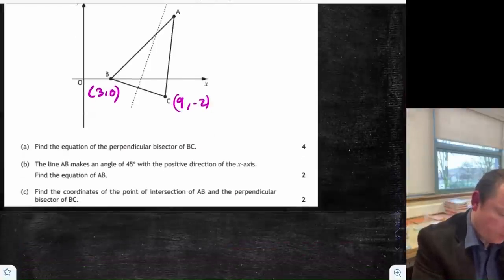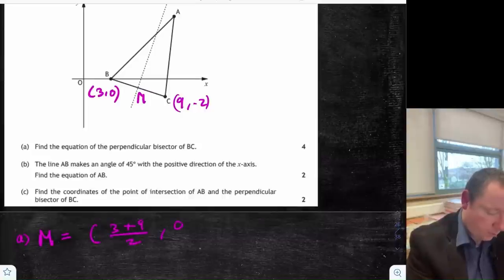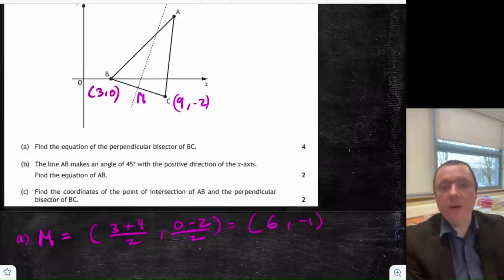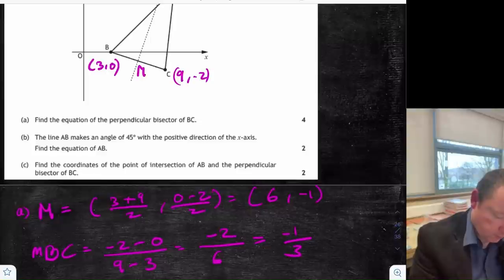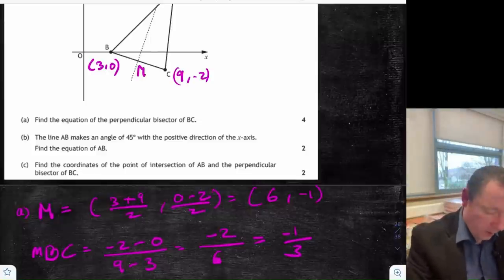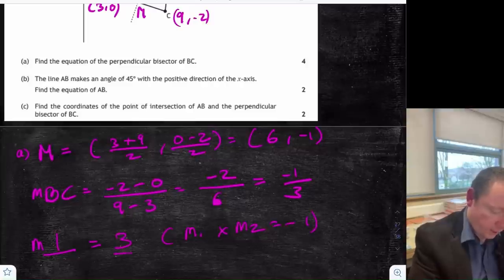So for an equation, we need a point and a gradient. So we're going to need to find the midpoint, let's call that M, and then we can find the gradient. So for part a, the midpoint: 3 plus 9 over 2, 0 minus 2 over 2, that is equal to 6, minus 1 for our midpoint. So the gradient of BC is minus 2 take away 0 over 9 take away 3, minus 2 over 6, which is minus a third. And then since they are perpendicular, the gradient of our perpendicular is equal to 3 because m1 times m2 is minus 1. So there's our key thing there.